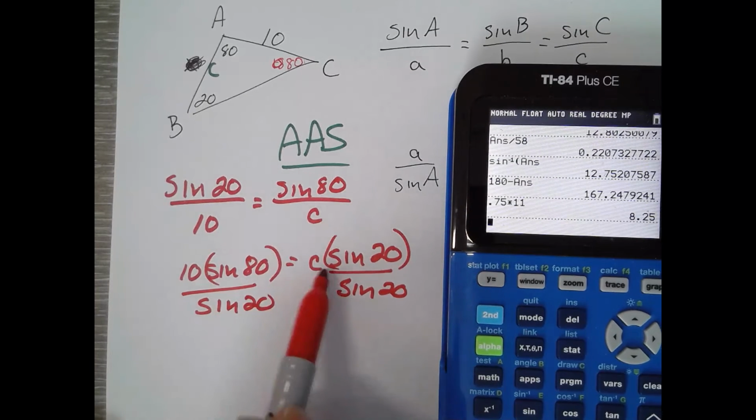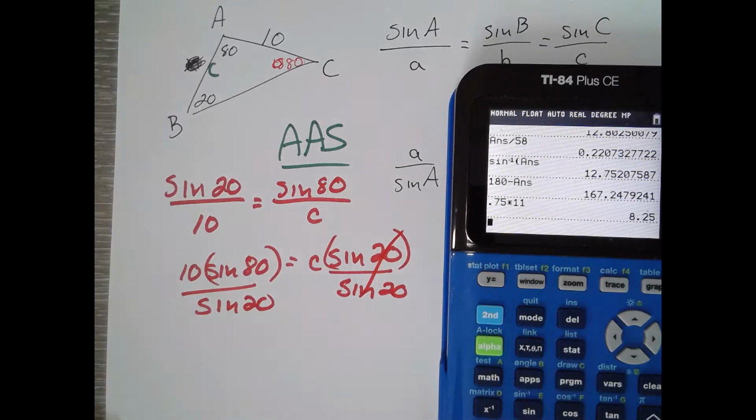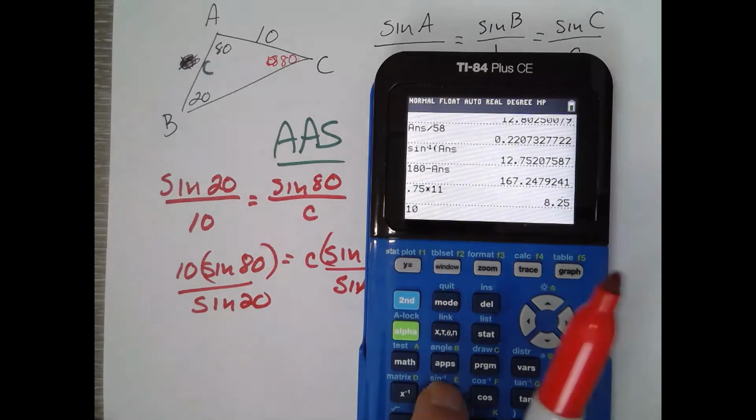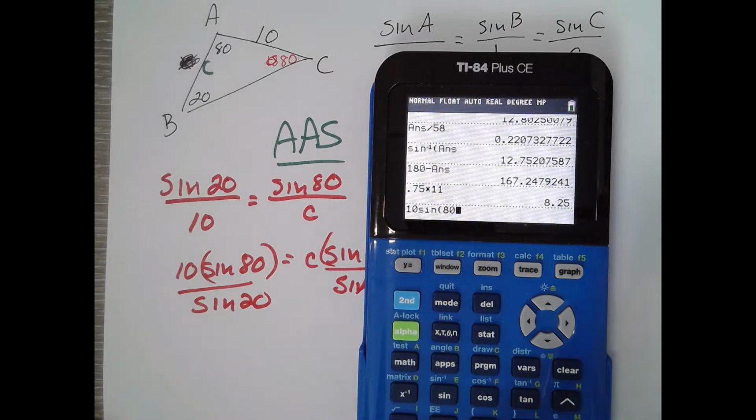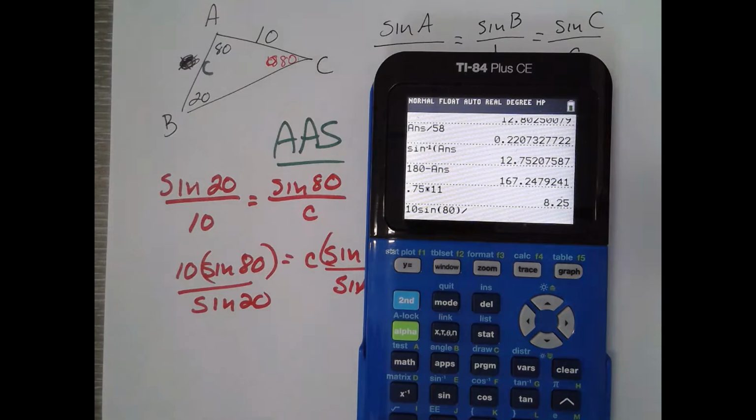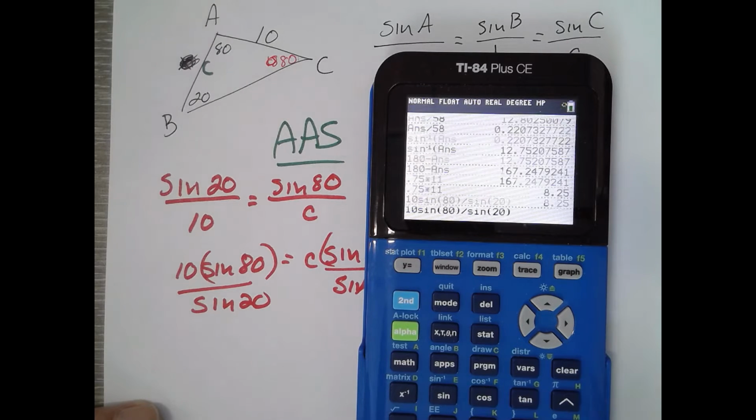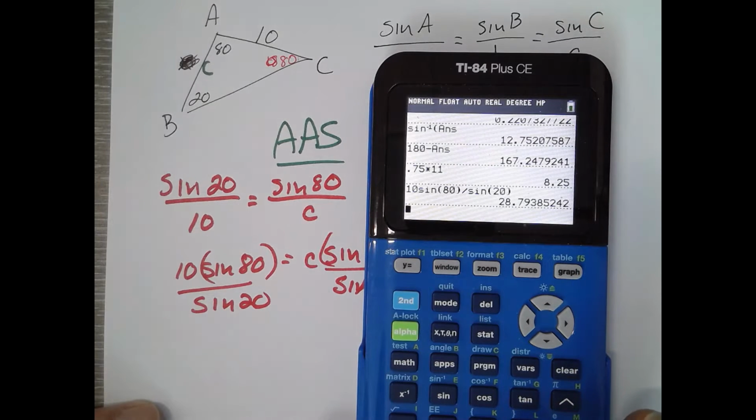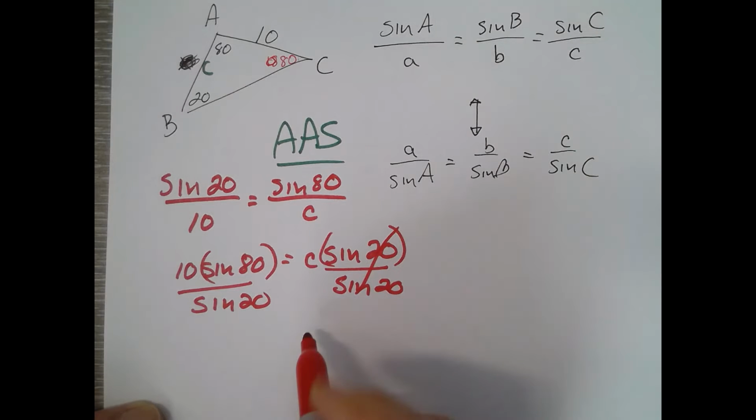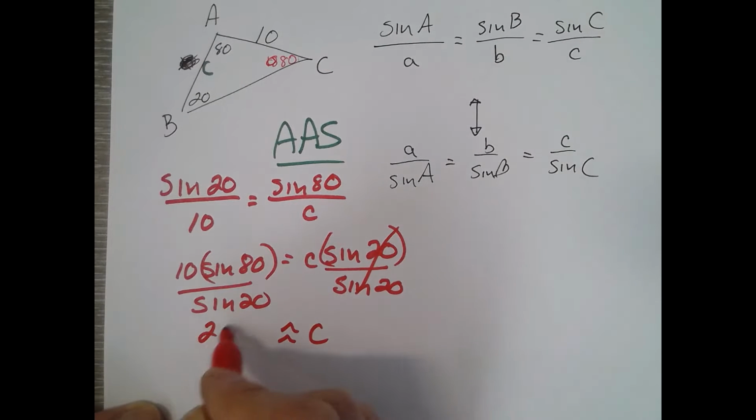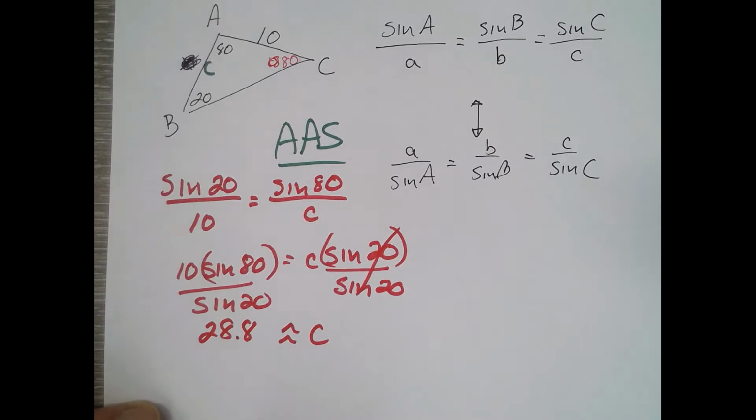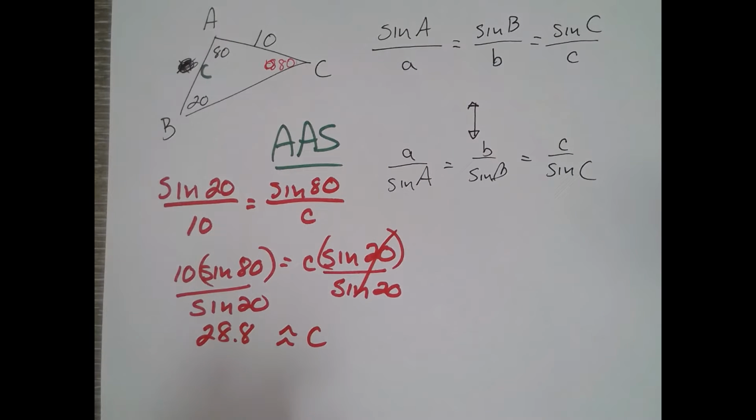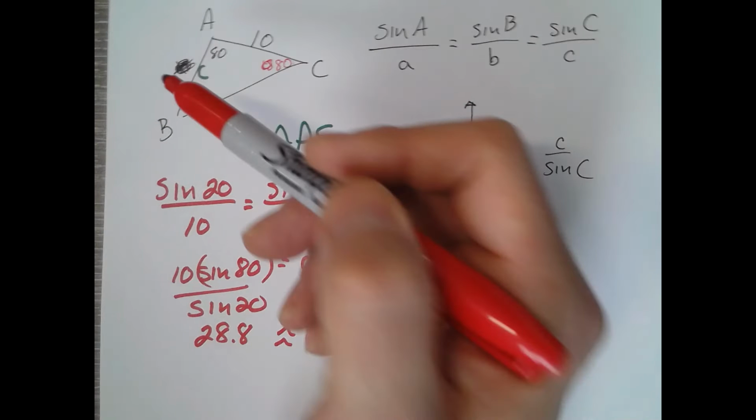So c is equal to 10 times the sine of 80 divided by sine 20, and we get 28.8 or so. So c is approximately 28.8. Okay, we found how long that side is right there.